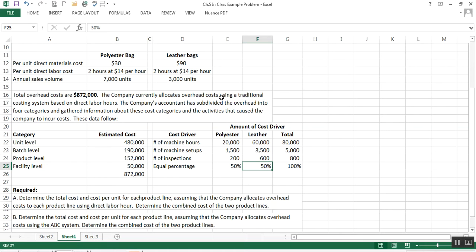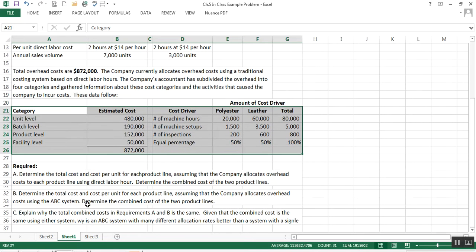So looking at these different cost drivers and the allocation between the polyester and the leather, can you take a guess as to which product, the polyester or the leather bag, is going to get a higher percentage of the allocated overhead for each activity? For the first 3 activities, it's going to be the leather, right? They have more machine hours, more machine setups, and more inspections. And then it's a 50-50 split for the facility level.